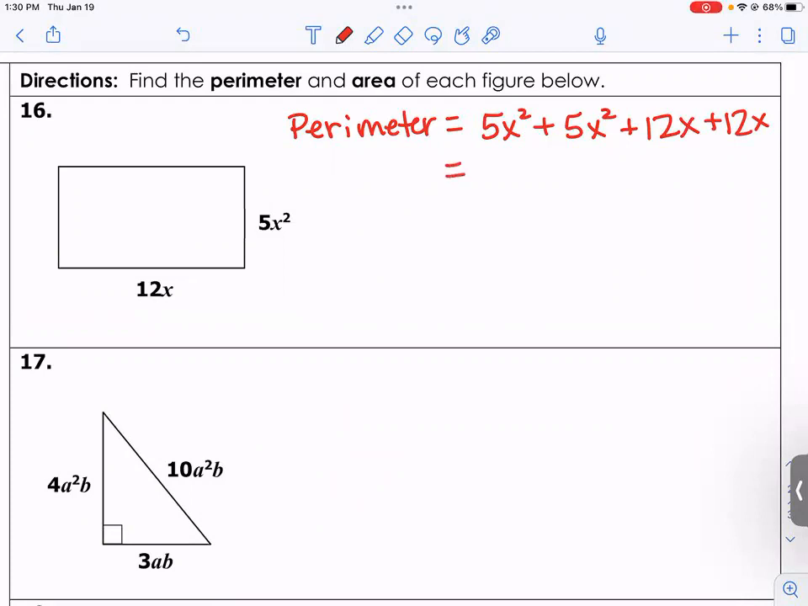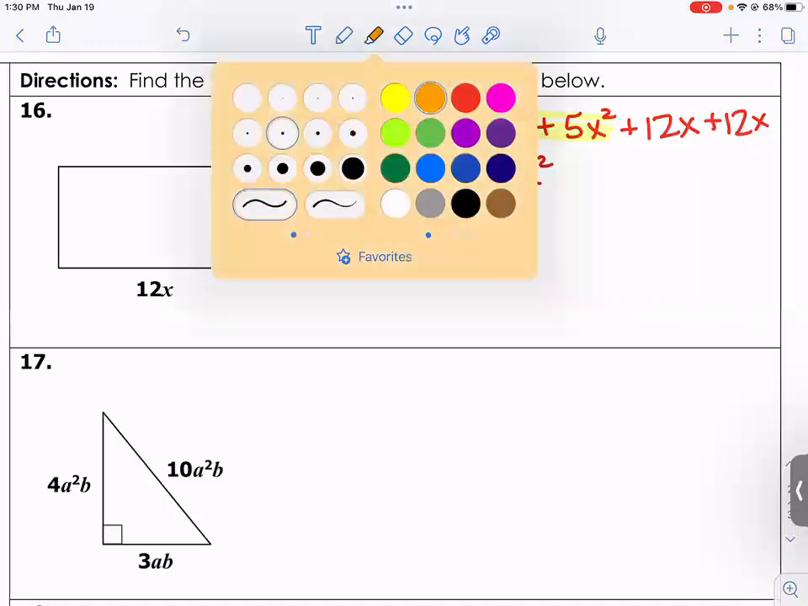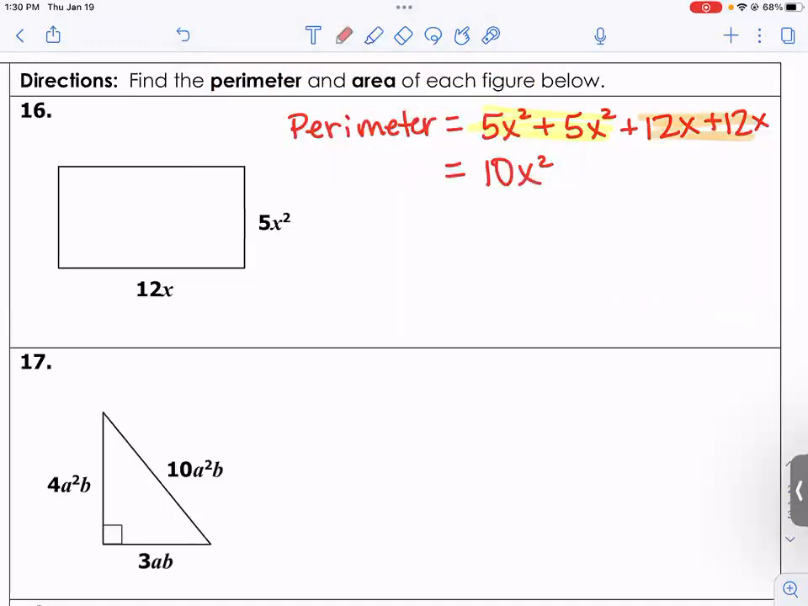Or not all of them, actually, but wait, two of each are like. Okay, so I can combine these two, right? For 10x squared. And I can combine these two for 24x, but I can't actually add those two together. So our perimeter is 10x squared plus 24x, and we can't do anything else.